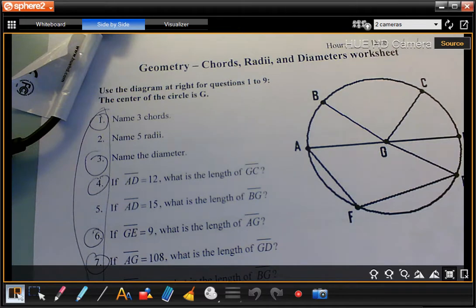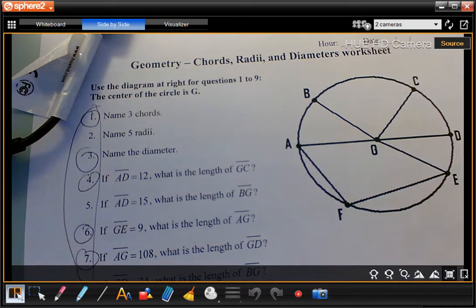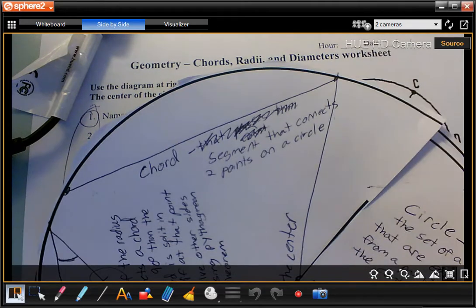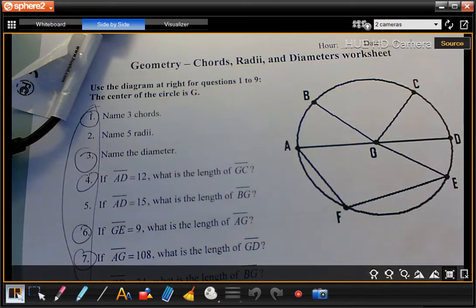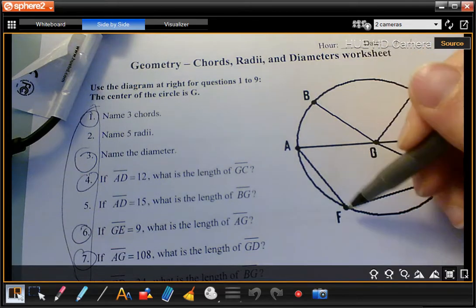Okay, so number one says, name 3 chords. So we're looking at this circle right here about chords. And if you remember, and I will show again, on the first page of your circle book, we've got a chord right here. And a chord is a segment that connects 2 points on a circle. So we're looking for chords. A lot of people see these right away. We've got A to F.